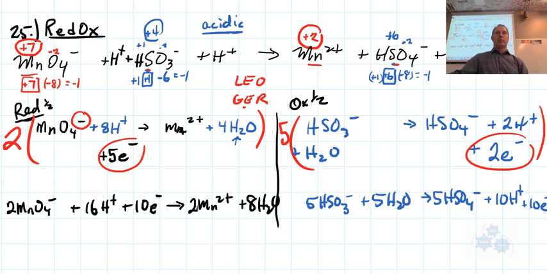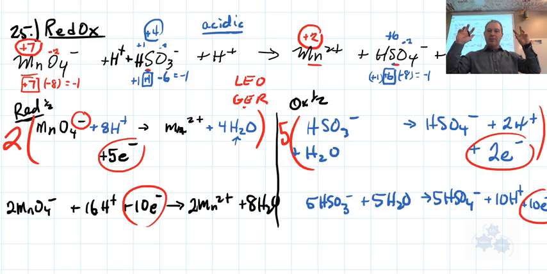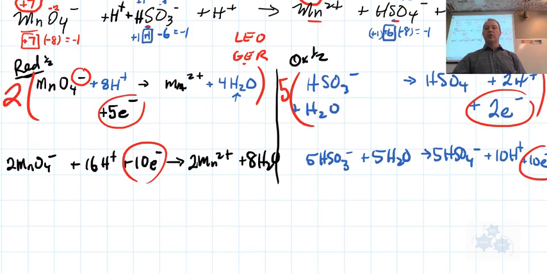Everybody okay so far? Once you get practice with this, once you get the hang of it, it becomes not that hard. You just have to make sure you copy everything down properly. Now we should have the same number of electrons on opposite sides of the arrows, so we can just straight add up these equations.